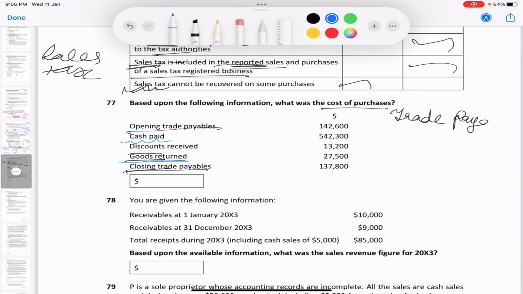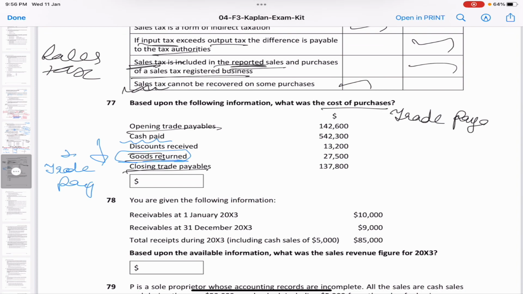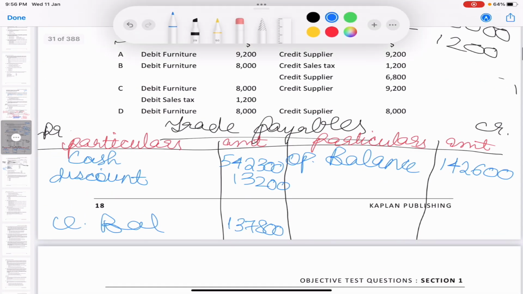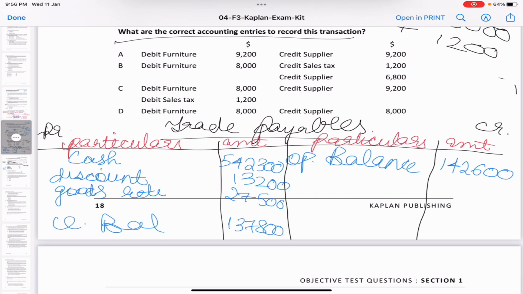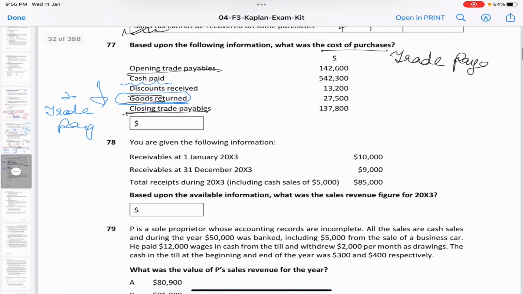Goods return. Okay. Trade payables means something we have bought, because of which we have to pay. Now, if I return the goods which I have bought, will my trade payables increase or decrease? It will decrease because now I gave back those goods. So since it will decrease, I will write it on the debit side. So 27,500. Okay.